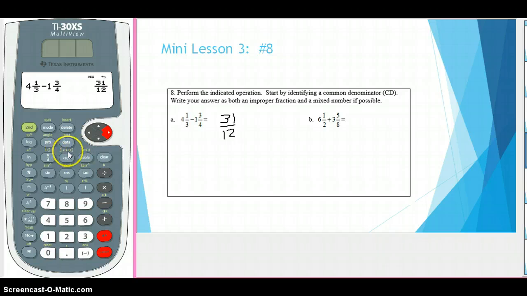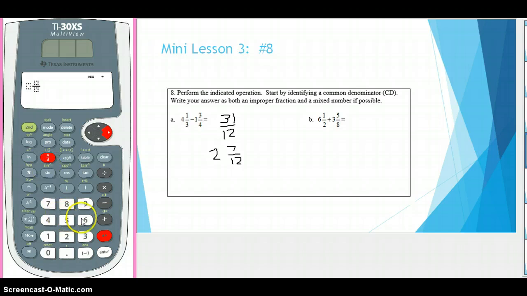So that's when I use this button. First second, then this button. And as a mixed number, it is 2 and 7/12. So a little bit more than 2.5. It's the same idea with adding. You're just going to use the addition button instead.